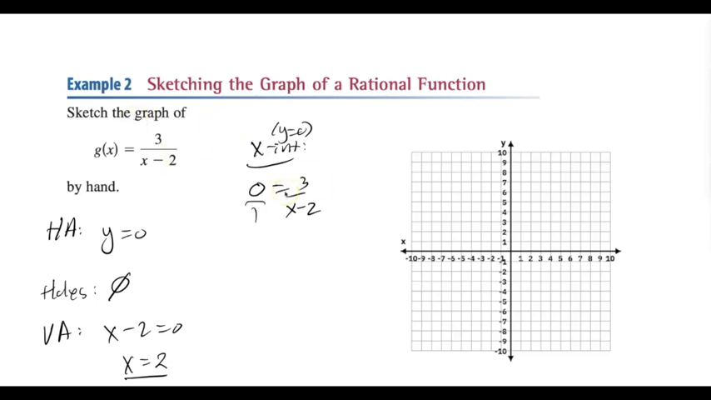You cross multiply. That goes away. You get 0 equals 3. There's no x-intercept. If you cross multiply, 0 times anything is 0, and over here you just get 3. 0 does not equal 3. So none of that. How do you find the y-intercept?